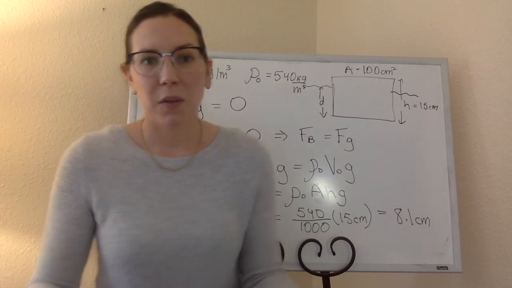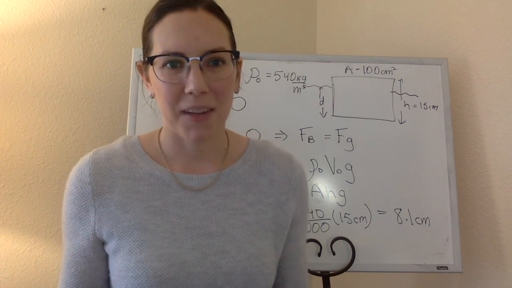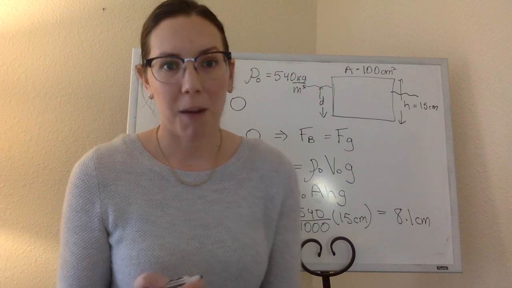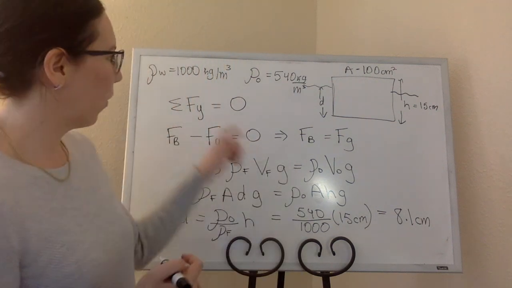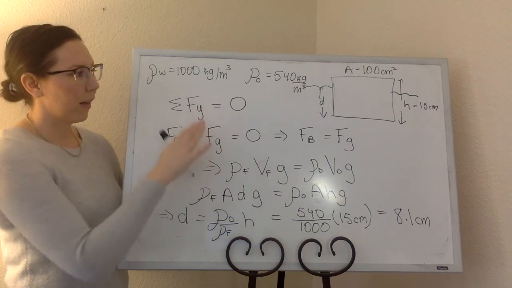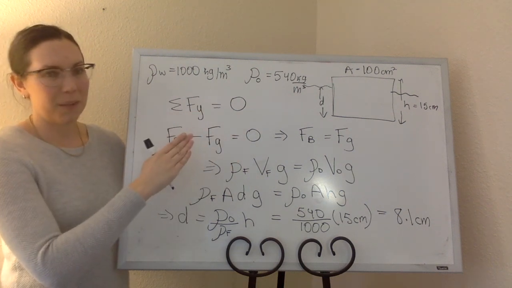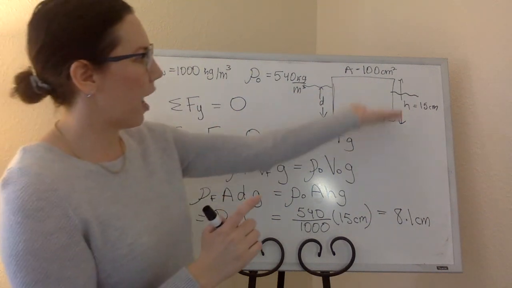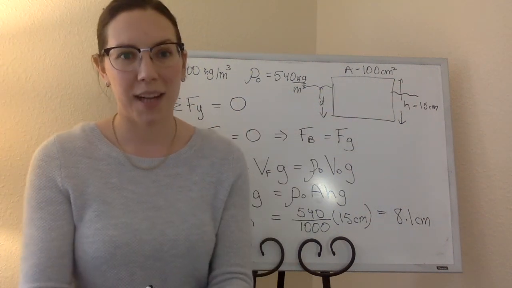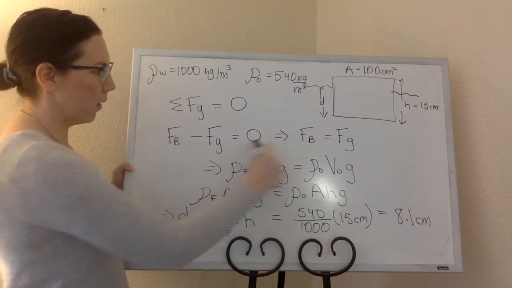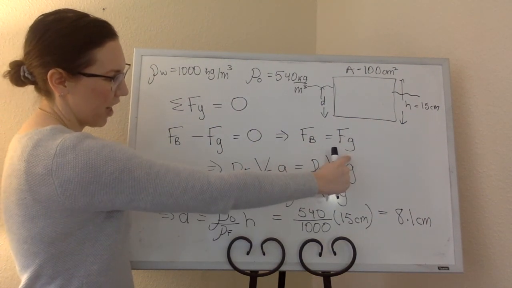Okay, so for all buoyancy problems where something comes to a rest, this is really just a Newton's first law problem. So we want to set the net force in the y direction equal to 0. And we can start like that for almost all of our buoyancy problems. In this case, there's only two forces acting on this, an upward buoyant force and its weight. So we have FB minus FG equals 0, or FB equals FG.